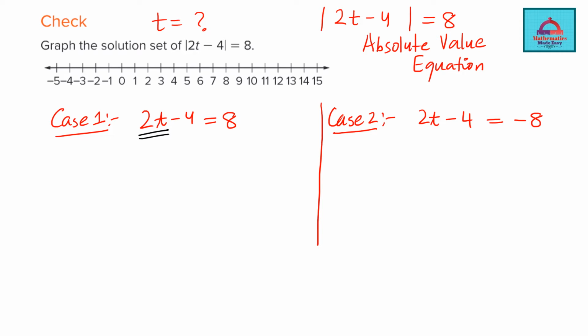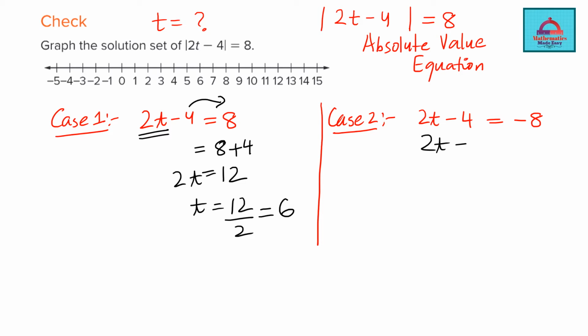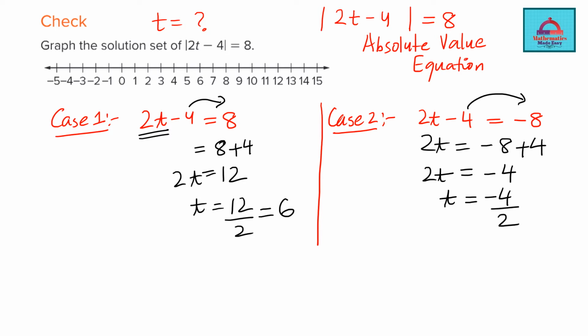So 2t, you have to take the minus 4 to the other side to solve the equation. So 8 plus 4, this is 12. So 2t is equal to 12. Therefore t is 6 here. That's one solution. Next solution, 2t is equal to minus 8. I take this minus 4 to the other side. It changes sign and becomes positive. So you add 4 to negative 8 and get negative 4. Therefore the second solution is minus 4 divided by 2, which is minus 2. So the two solutions that you have got are t equal to 6 and t equal to minus 2.